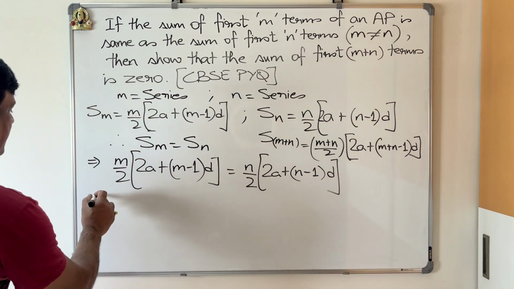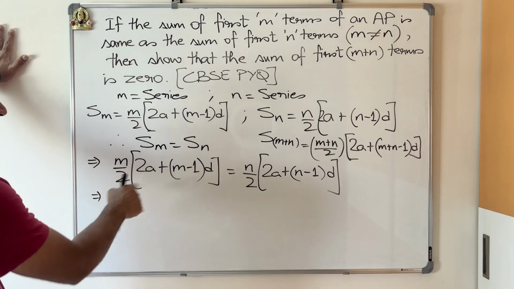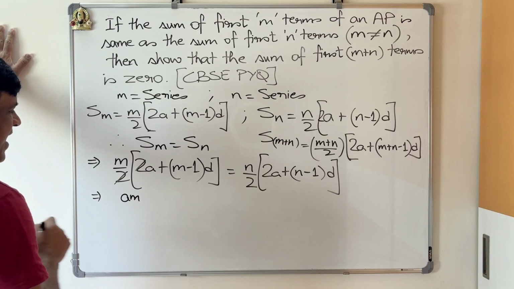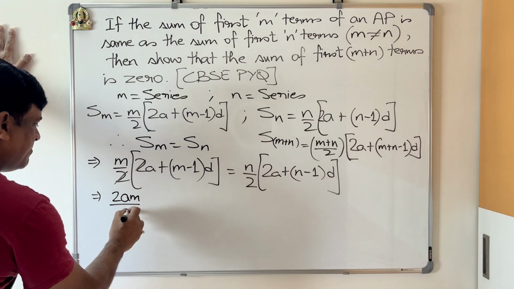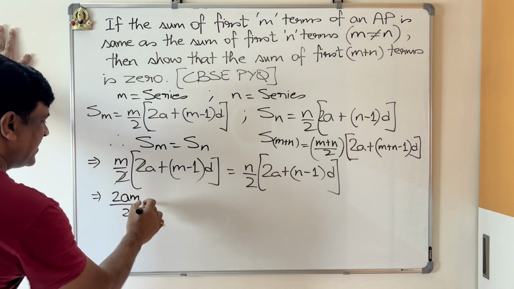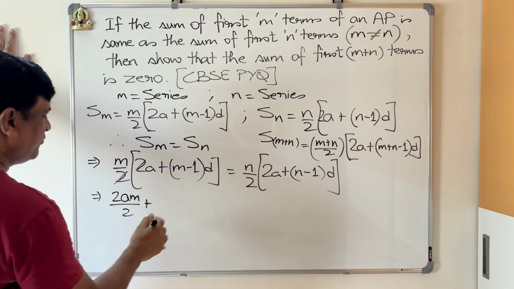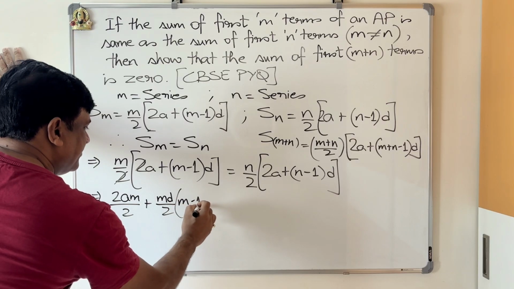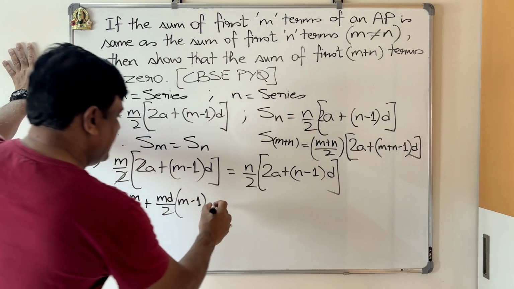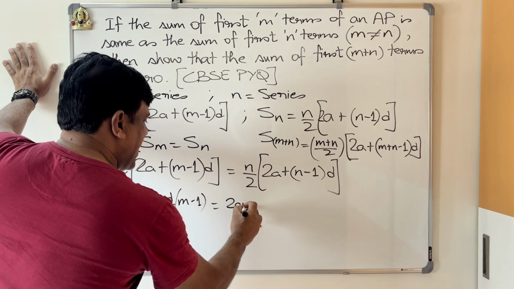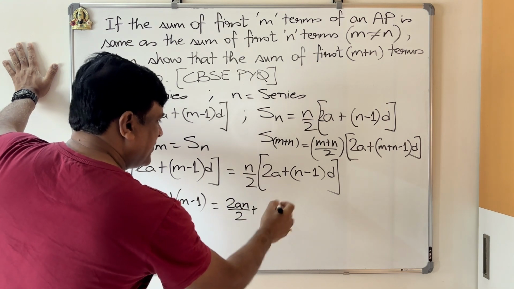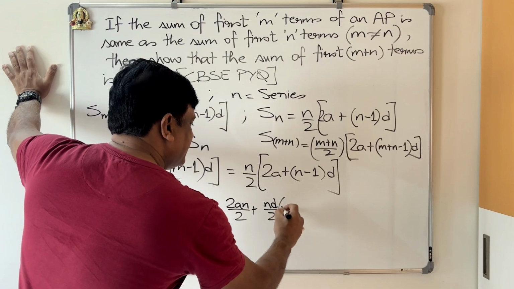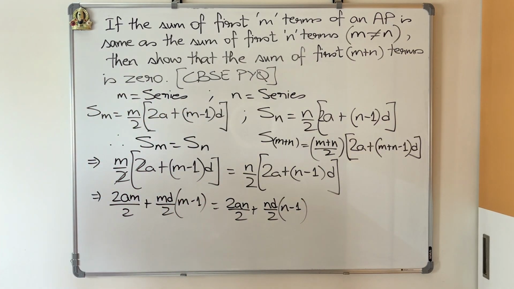Okay, look at it. So what do we do? I'm going to basically open this up. This becomes am, right? Let's leave it as 2am by 2 for easy calculation purposes. Then I'm going to open up this one. This will become md by 2 times m minus 1. Okay, I have opened up. Similarly here also I'm going to make it 2an by 2 plus nd by 2 times n minus 1. Okay, I can open it like this.